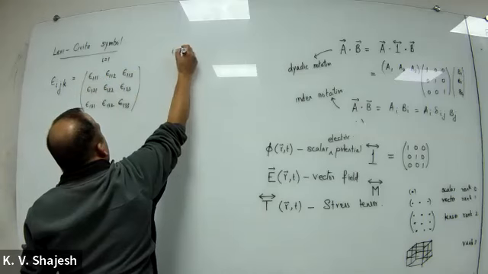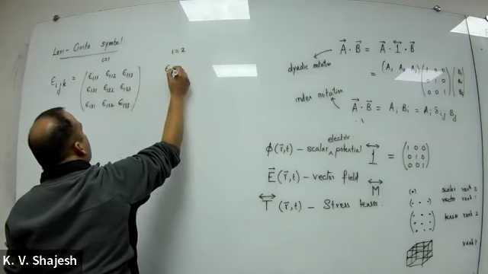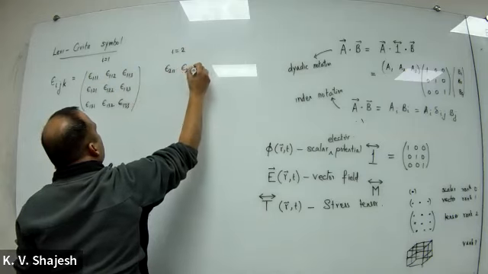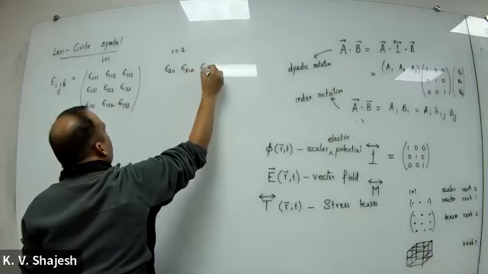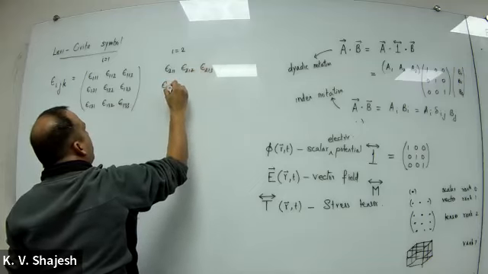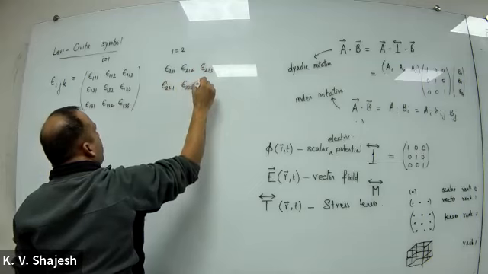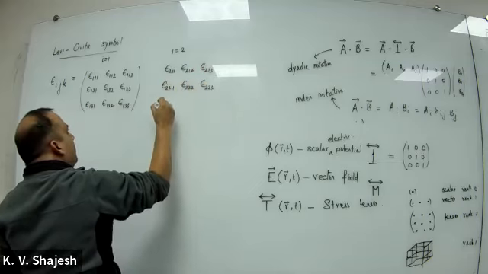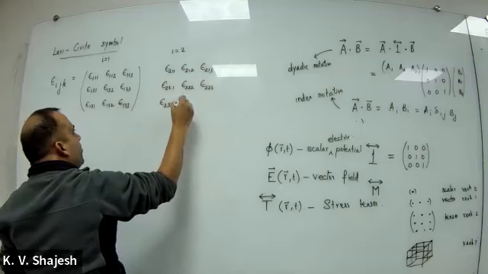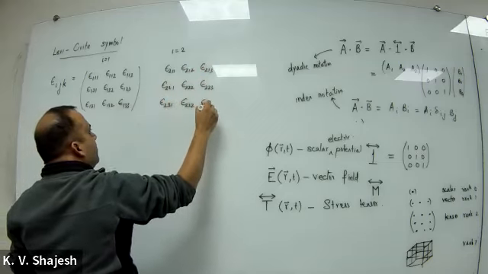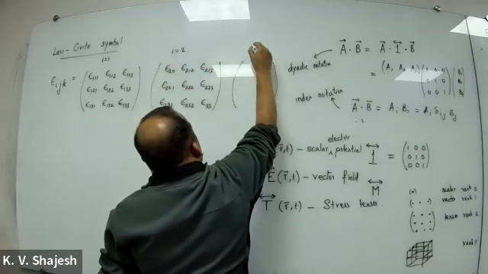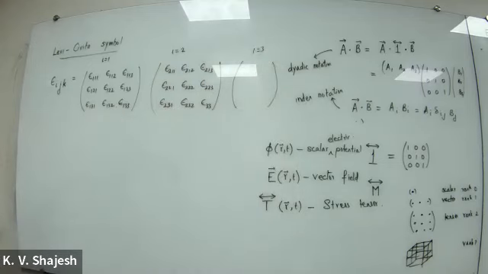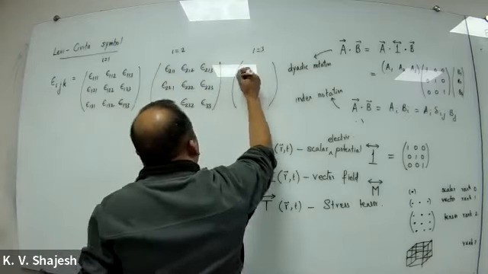Set i equal to 2, and the second plane is 2,1,1, 2,1,2, 2,1,3, 2,2,1, 2,2,2, 2,2,3, and 2,3,1, 2,3,2, 2,3,3. And the third one, I will let you imagine. Okay, I'll be lazy.